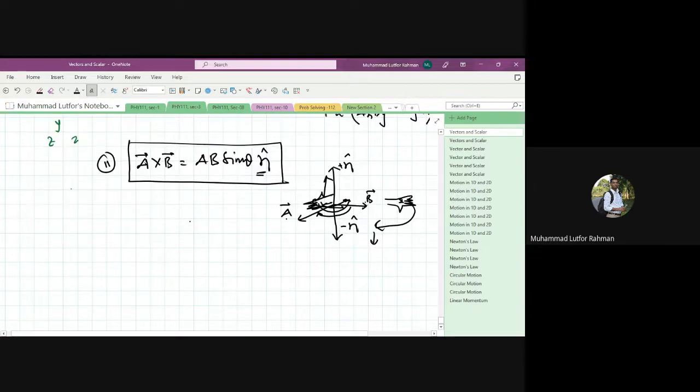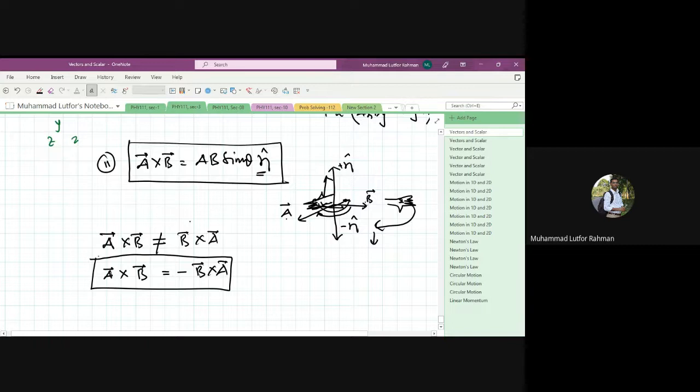And this cross product is antisymmetric. a cross b is not equal to b cross a, because it changes direction. You can write this only if a cross b equals minus b cross a. Then it will be equal, otherwise not. The cross product is antisymmetric, not symmetric, but the dot product is symmetric. So that's why we say a dot b equals b dot a. We can write in that way.